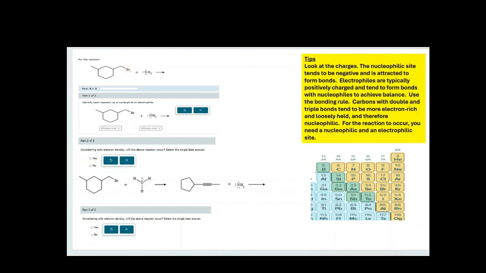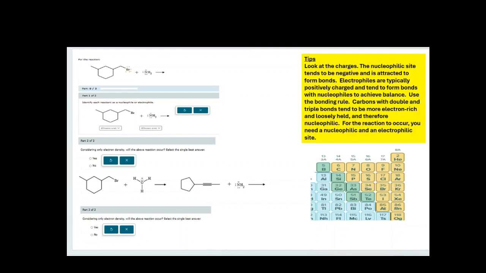And then the other rule that I have is with carbons, specifically with ones that have double and triple bonds, they tend to be more electron rich. Because of those loosely held bonds that are held right here, they tend to be more electron rich. So picture the electrons floating out, and they're going to tend to be nucleophilic when you see them in this type of form.